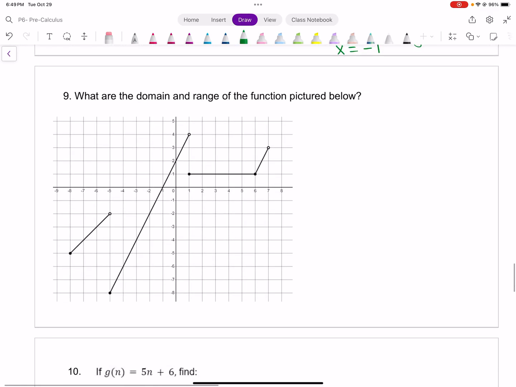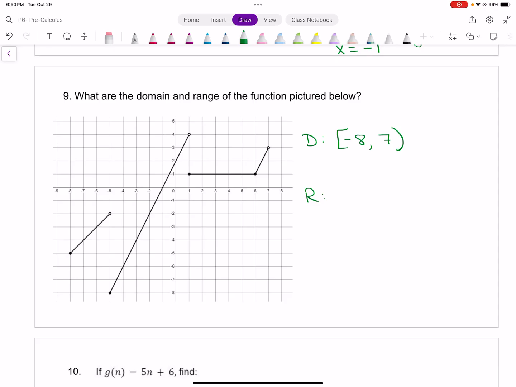Question 9, what are the domain and range of the function pictured below? So domain, starting on the far left, is at -8. If you take a horizontal line and slide it across the graph, your first hiccup might be at -5. You think you need to stop. But because we have something solid down there, you do get to keep sliding. Again, you might feel like you need to stop at the +1. But again, we got something solid there, so we're going to keep sliding. And we're going to stop at +7 where it's open, so we're going to give it a parenthesis.